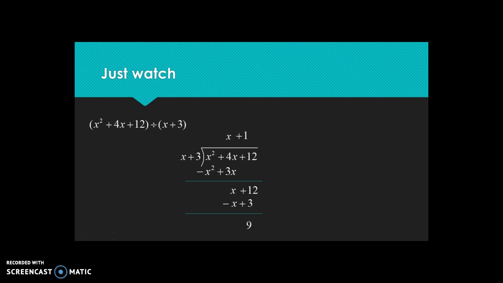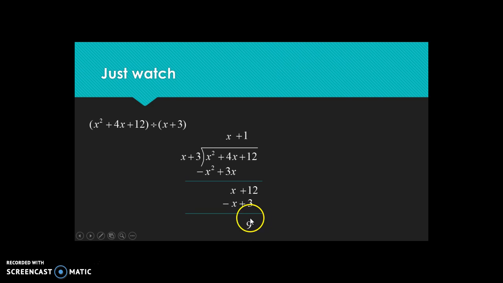Okay? So again, we did this when we solve systems of equations. We would subtract, same sign. These have the same sign. So we subtract them, and you're just kind of doing that triangle. X squared minus x squared. 4x minus 3x. X minus x. 12 minus 3 is 9.